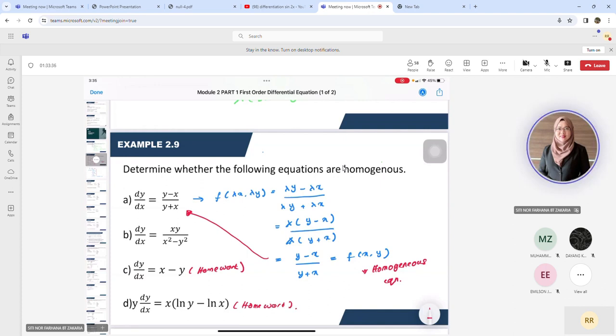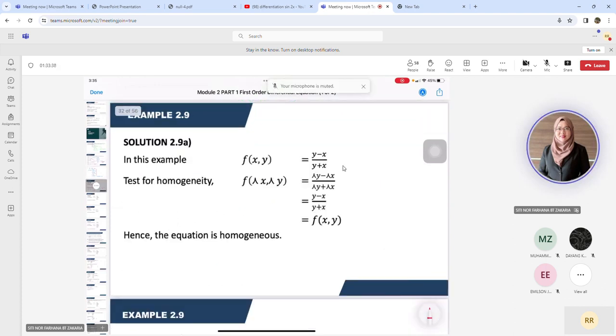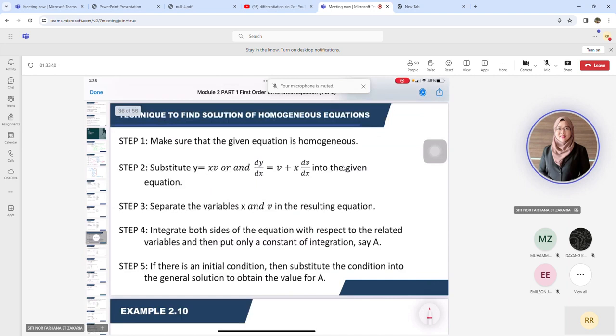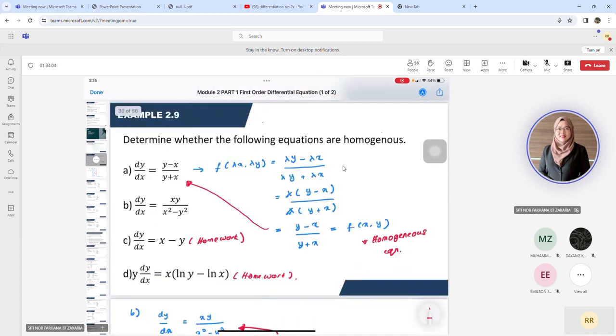Okay. I want to show you the steps to solve DE by using the homogeneous equation. This one ada 5 steps, a bit long compared to the previous method. So first step, make sure that the given equation is homogeneous. So you need to prove that your DE is homogeneous. How to prove? Like this exercise.